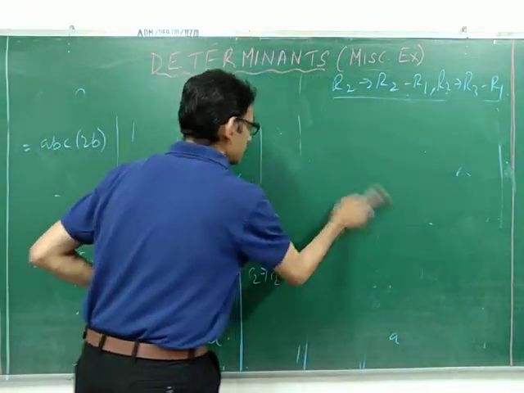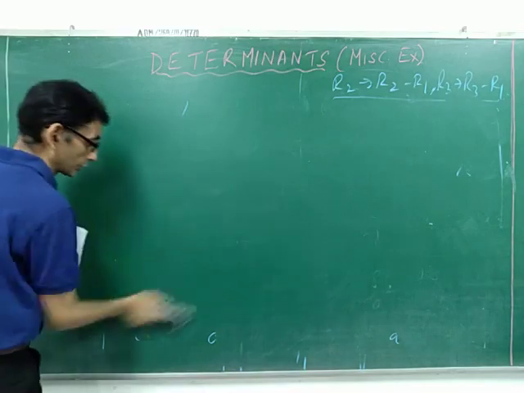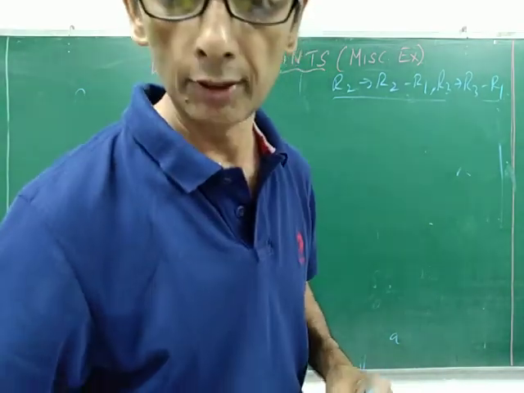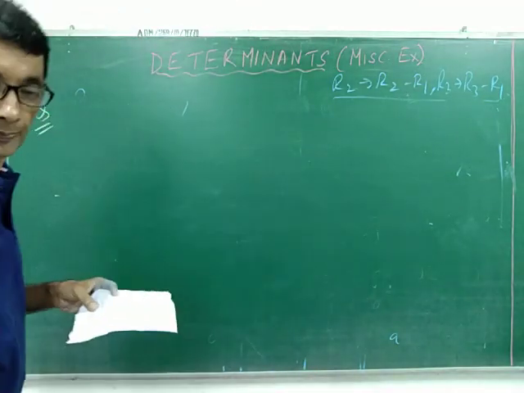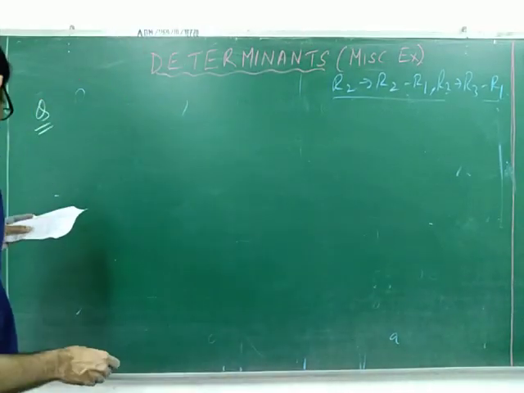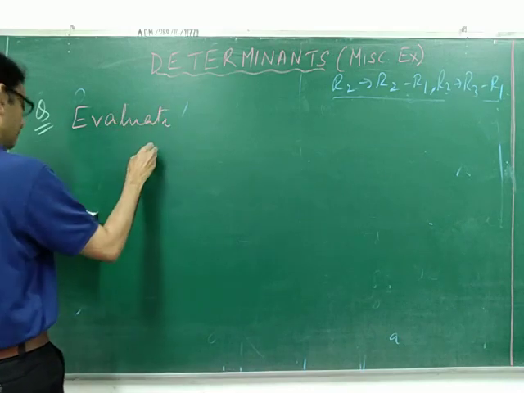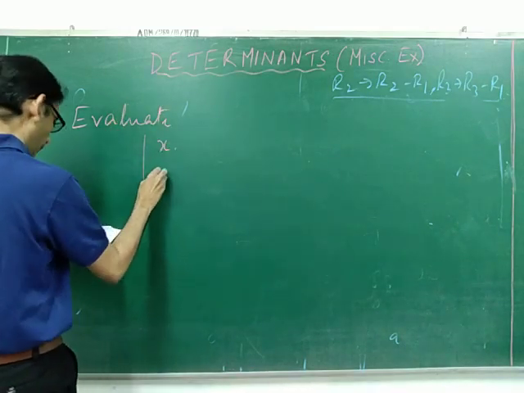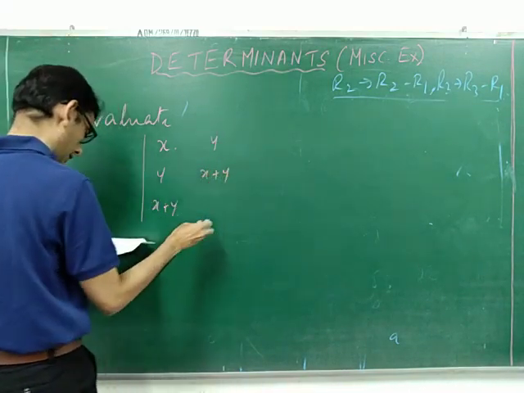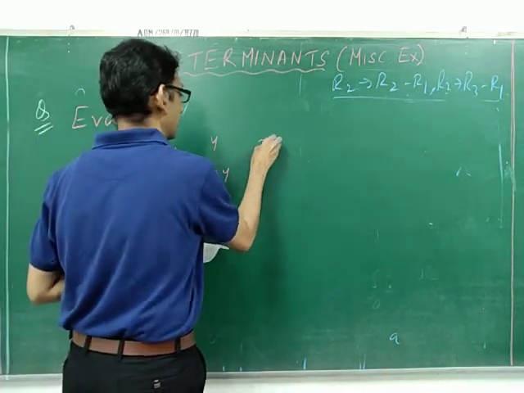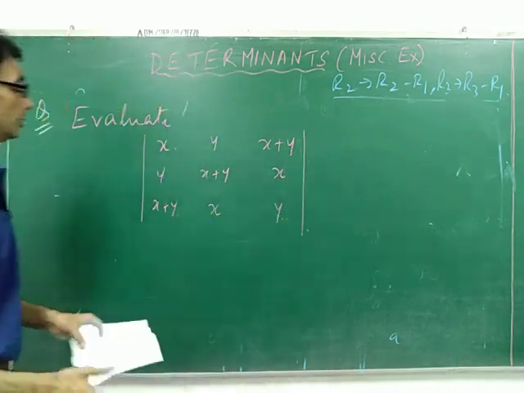What is the next question coming out? And in case, as I suggested, if you are solving along with me, obviously you will enjoy. What is the next question? The next question is this. Evaluate. What is the value? The determinant with rows x, y, x plus y; y, x plus y, x; then x plus y, x, y. So evaluate.